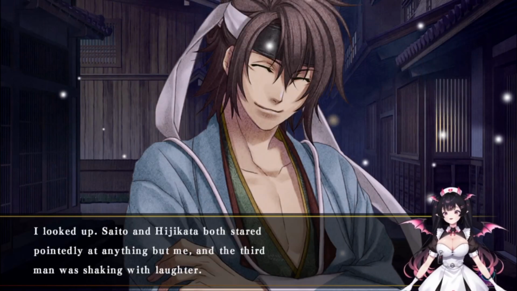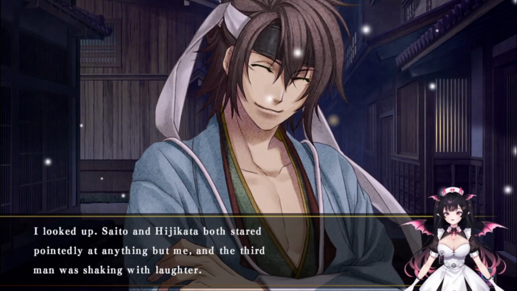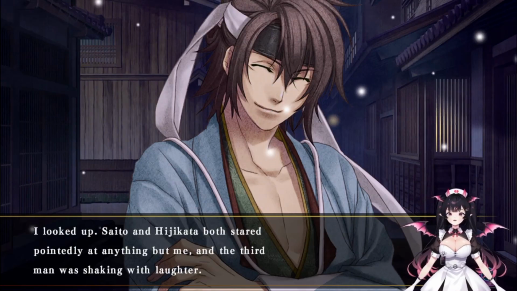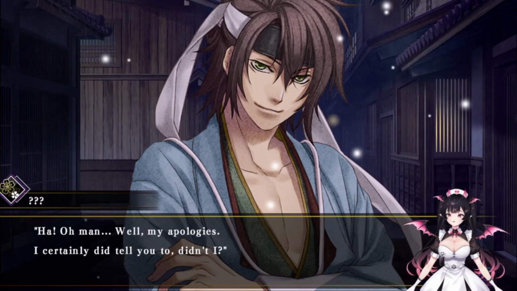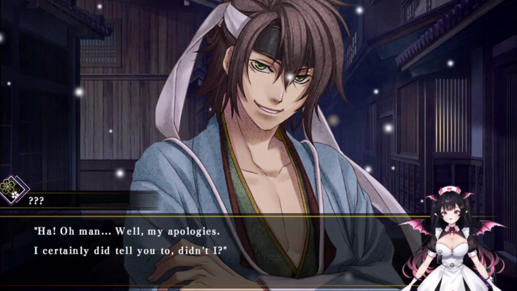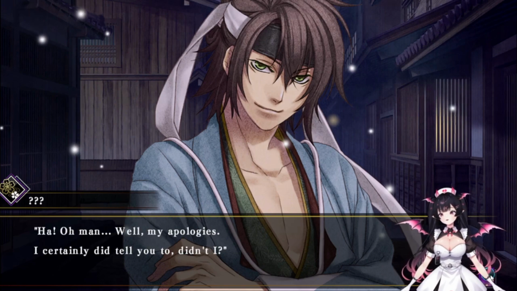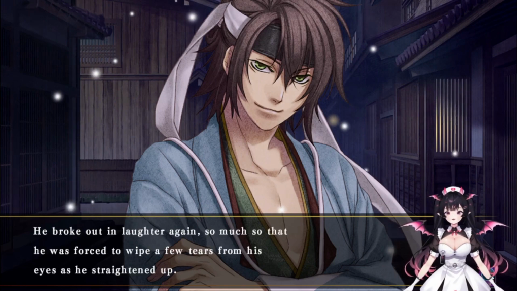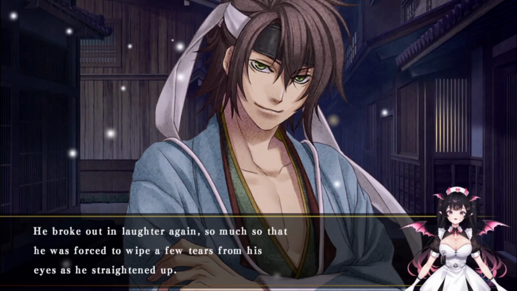looked up. Saito and Hachiko both stared pointedly at anything but me, and the third man was shaking with laughter. He broke out into laughter again so much that he was forced to wipe a few tears from his eyes as he straightened up.